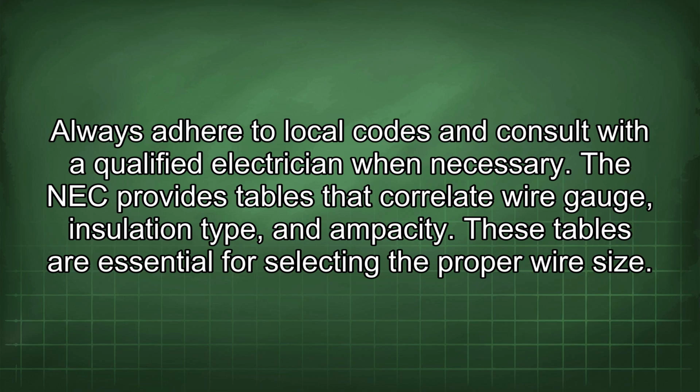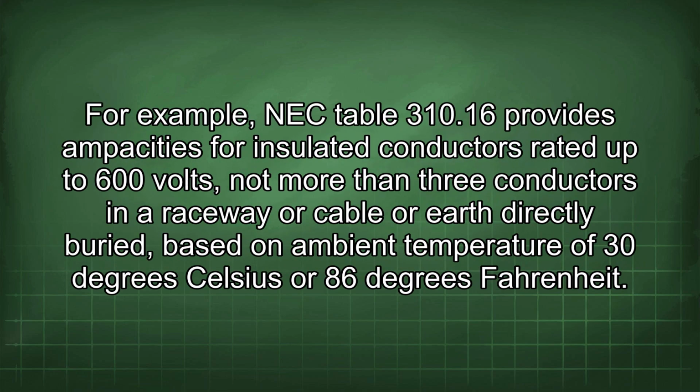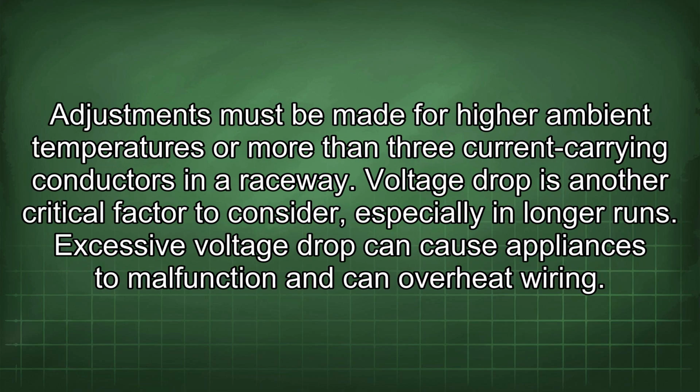The NEC provides tables that correlate wire gauge, insulation type, and ampacity. These tables are essential for selecting the proper wire size. For example, NEC Table 310.16 provides ampacities for insulated conductors rated up to 600 volts, not more than 3 conductors in a raceway or cable or earth directly buried, based on an ambient temperature of 30 degrees Celsius or 86 degrees Fahrenheit. Adjustments must be made for higher ambient temperatures or more than 3 current-carrying conductors in a raceway.